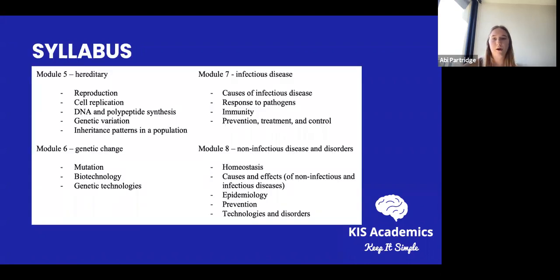So first off, the syllabus. Hopefully all of you are quite familiar with the syllabus by now. But here's an overview. Module 5 is Heredity, with reproduction, cell replication, DNA and polypeptide synthesis, genetic variation, and inheritance patterns. Module 6 is Genetic Change, so mutation, biotechnology, and genetic technologies. And then module 7, we've got Infectious Disease, so causes of infectious disease, responses to pathogens, immunity, and then prevention, treatment, and control.